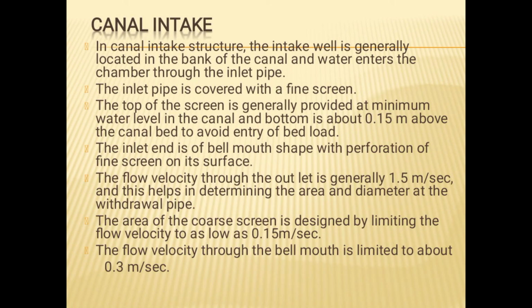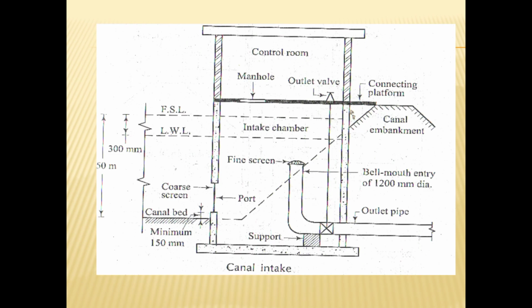Then canal intake. In canal intake structures, the intake well is generally located in the bank of the canal and water enters the chamber through the inlet pipe. The inlet pipe is covered with a fine screen. The flow velocity through the outlet is generally 1.5 meters per second, and this helps in determining the area and diameter of the withdrawal pipe. The flow velocity through the bell mouth is limited to about 0.3 meters per second. Now this is a canal intake.